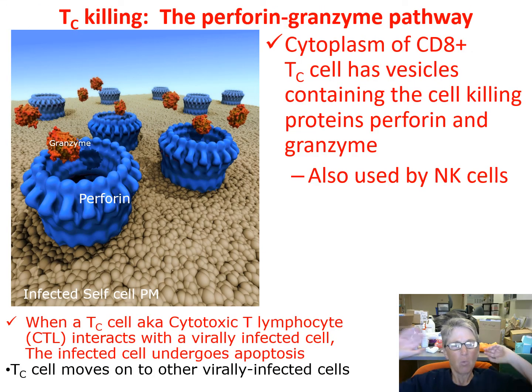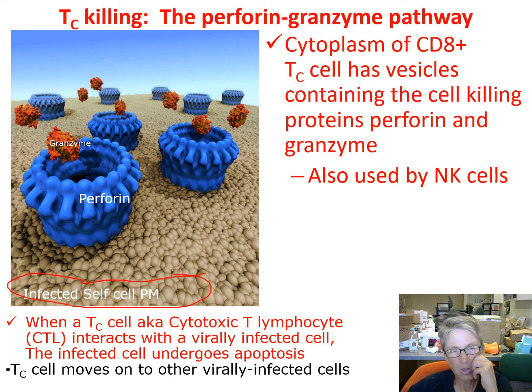When the cytotoxic T cells kill, so if this is the plasma membrane of an infected cell, the cytotoxic T's will punch into the membrane these molecules called perforins, and then that'll make a hole inside. To get inside the cell, they dump in this enzyme called granzyme, and that granzyme initiates apoptosis, and then the cell undergoes suicide.